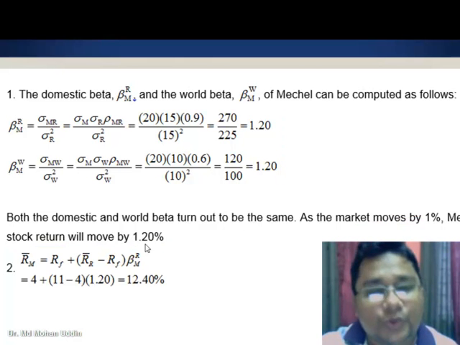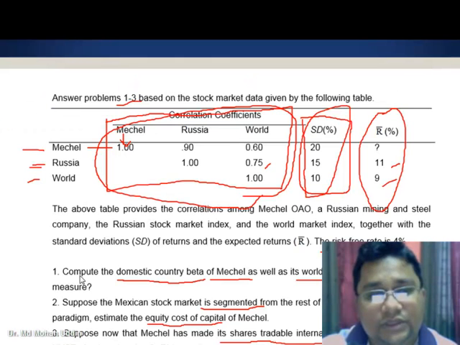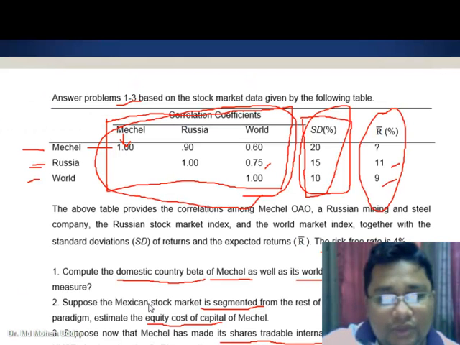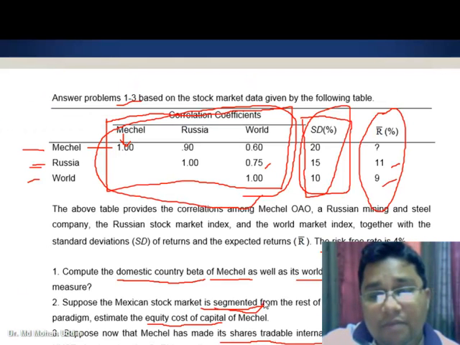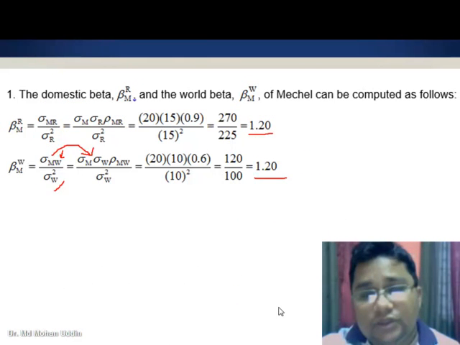Now requirement 2. Let us go back and see what requirement 2 is. The requirement 2 is, suppose the Mexican stock market is segmented. If the Mexican stock market is segmented from the rest of the world, then estimate the equity cost of capital.